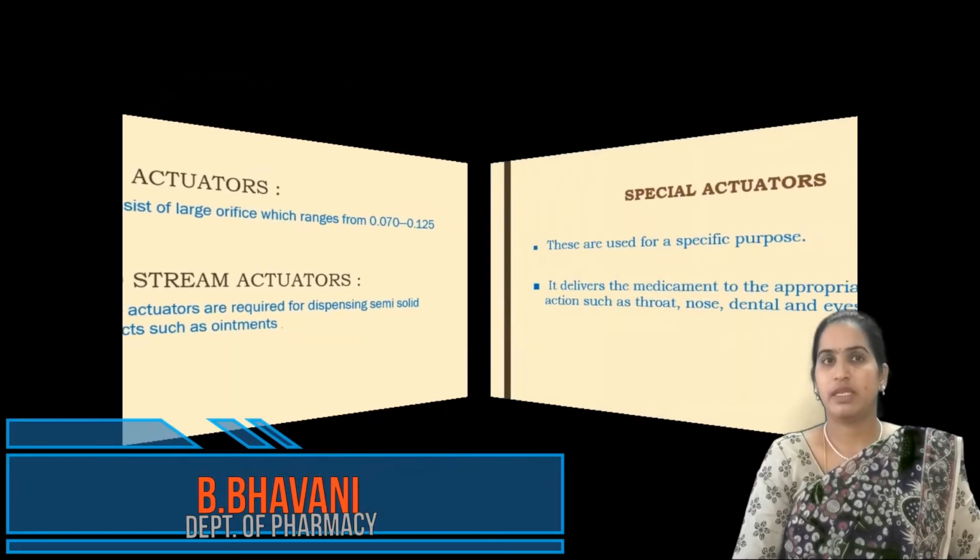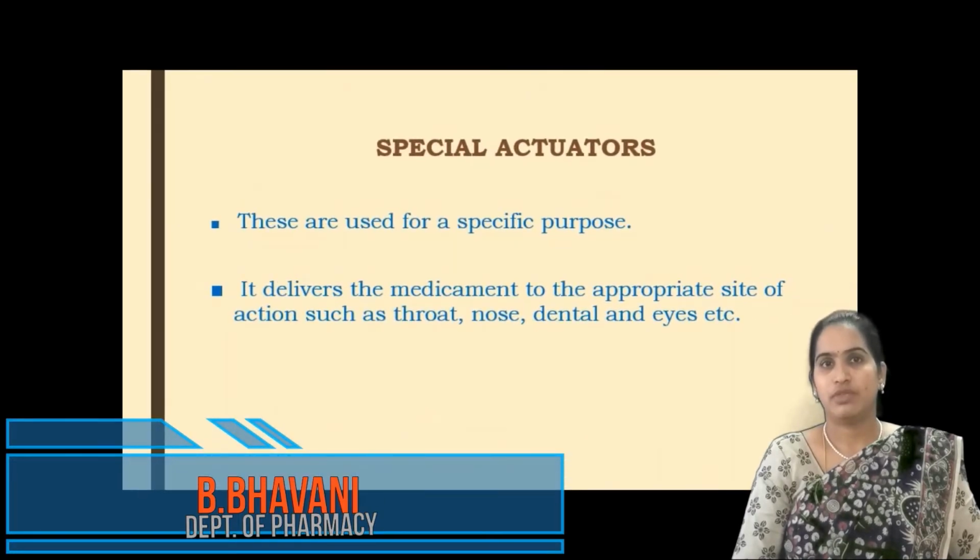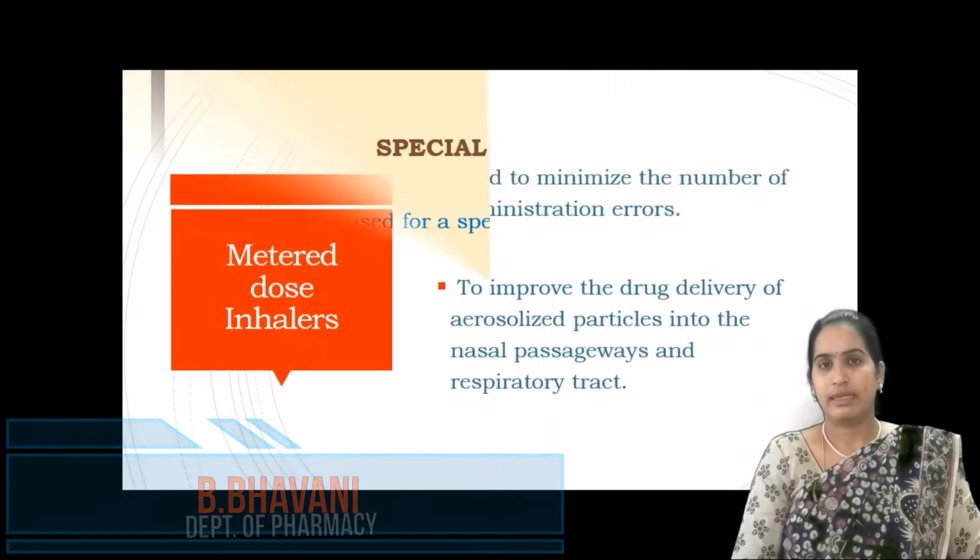Next one, special actuators. These are used for a specific purpose. They deliver the medicament to the appropriate site of action such as throat, nose, dental and eyes, etc. So whenever we need targeted drug delivery, in those cases these special actuators are used to deliver the product to the targeted site. Next, metered dose inhalers.